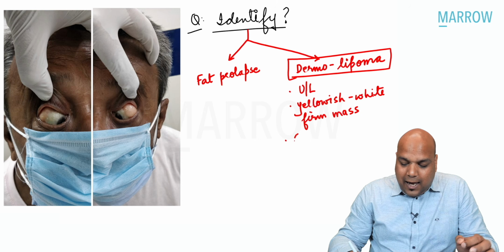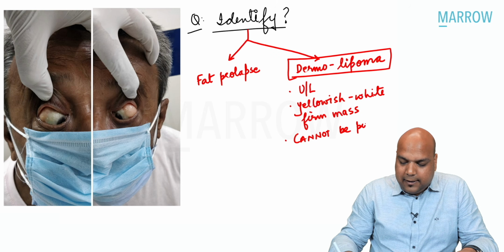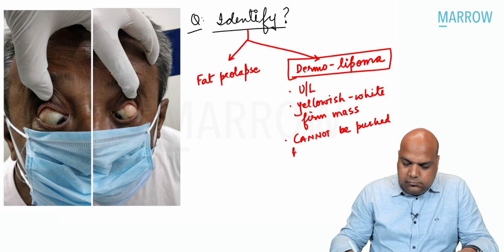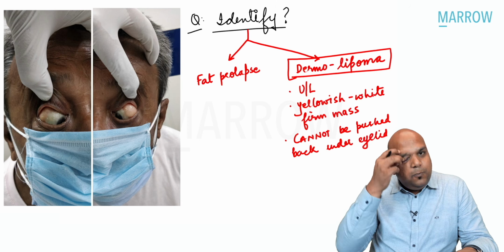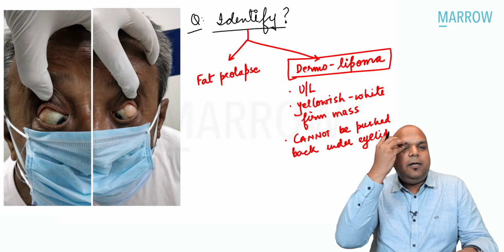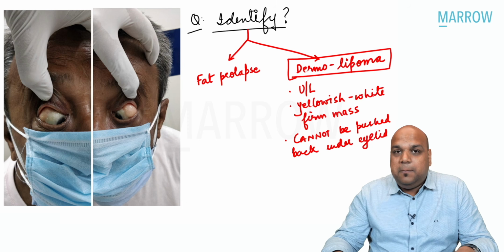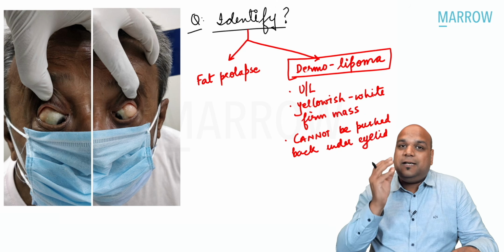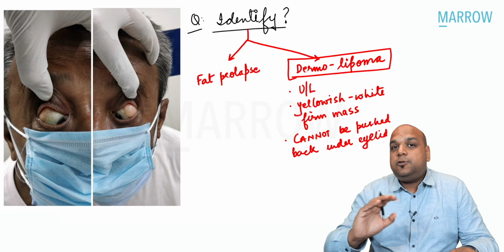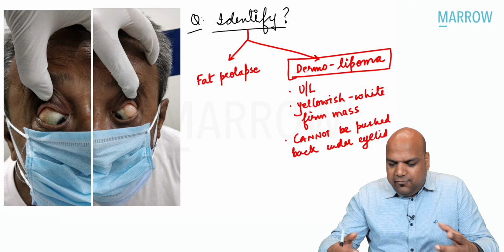Next, it cannot be pushed back under eyelid. If it is a fat prolapse, you will be able to push it in and it will be visible as a globule here. But if it is a dermolipoma, you won't be able to push it back, because it is fixed with the conjunctiva below. It is not mobile. So these are the differentiating features.